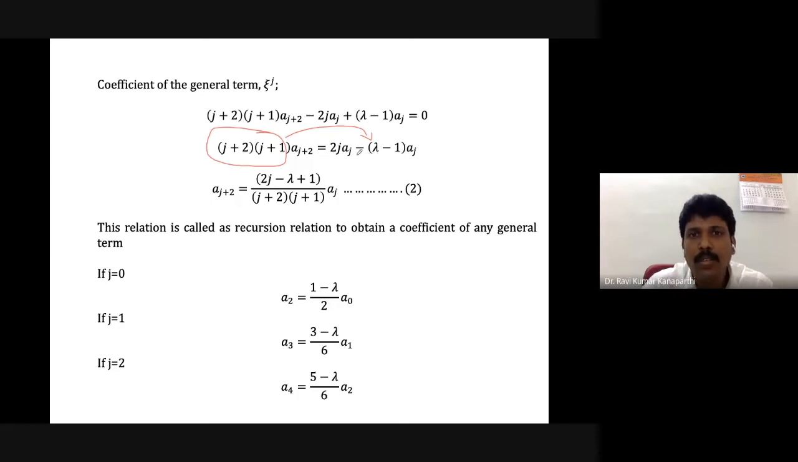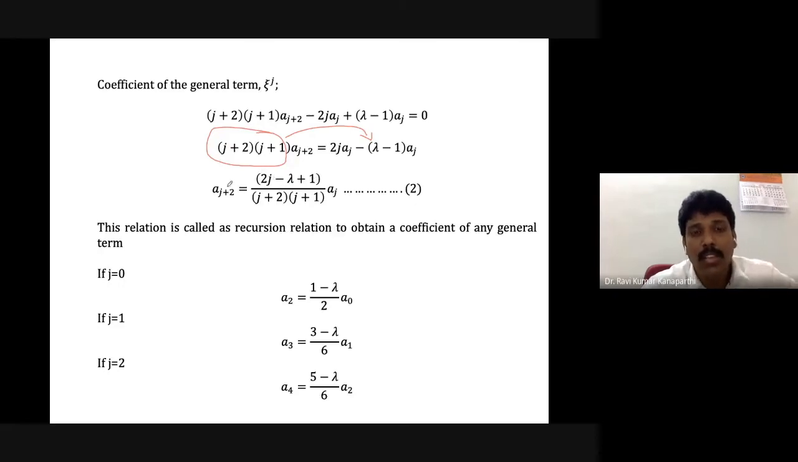Before that, you can also do one more thing here. You notice both of these two terms have a_j, so a_j is common. Therefore, you can take the common factor outside: (2j minus λ plus 1) multiplied by a_j. So in the numerator it becomes (2j−λ+1) multiplied by a_j, and as you move the other factor to the other side, it goes to the denominator.